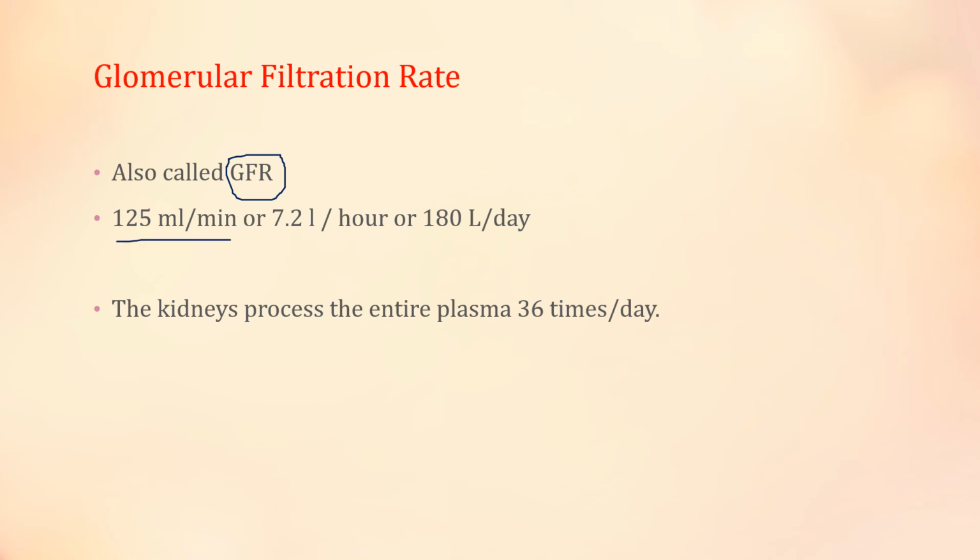But 125 ml per minute is not the urine formed. Urine formed is 1 ml per minute only. So 124 ml per minute is reabsorbed. The glomerular filtration rate is 125 ml per minute. That is the amount of glomerular filtrate formed each minute by all the nephrons of both the kidneys. It comes down to 180 liters per day. We need to remember two terms, 125 ml per minute and 180 liters per day. So the entire plasma is filtered by the kidneys 36 times a day.